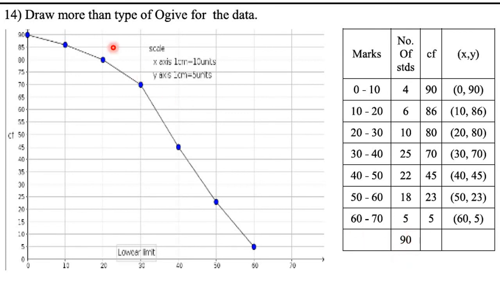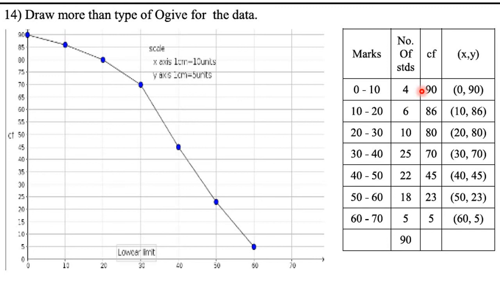So we have to prepare more than type of ogive for the given data. So more than means, let us add the frequency. More than 0 means all frequencies we have to add. Is it not? More than 0 means all students are there, which is equal to 90. So more than 0, which is 90.